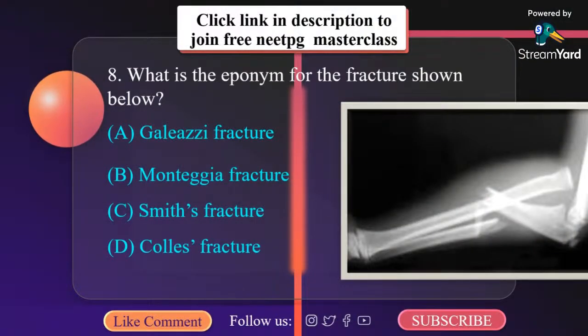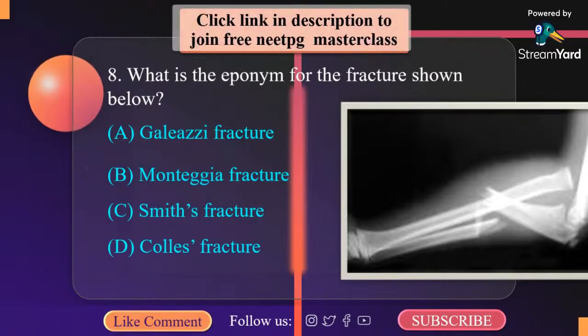What is the eponym of fracture shown below? A. Galeazzi fracture, B. Monteggia fracture, C. Smith fracture, D. Colles fracture. It is Monteggia fracture.